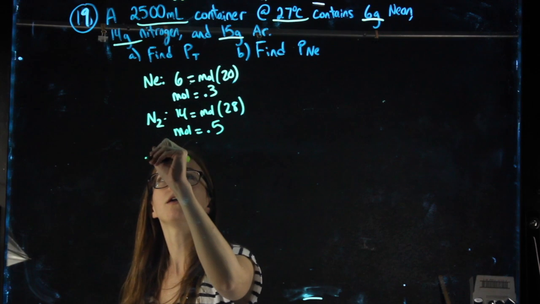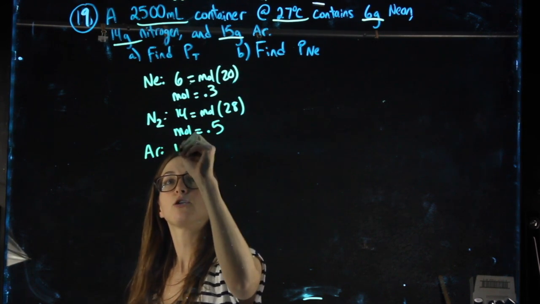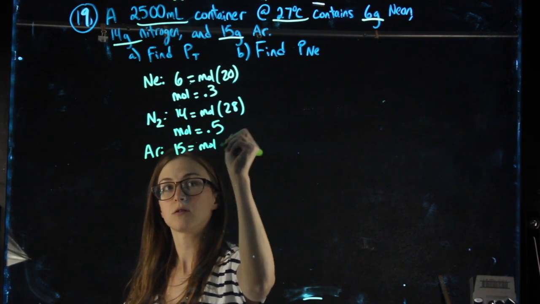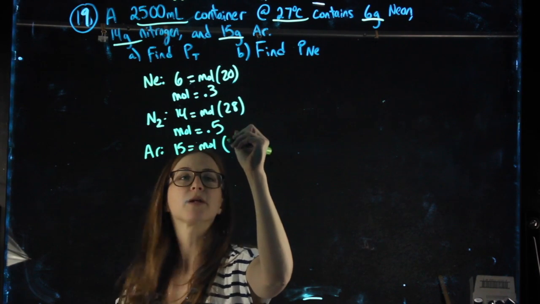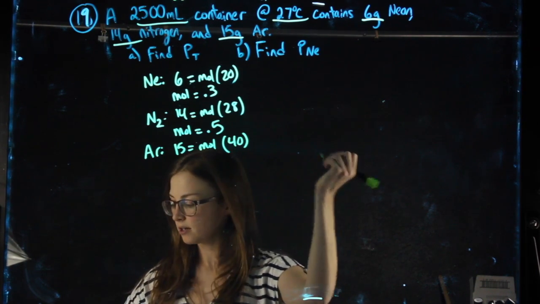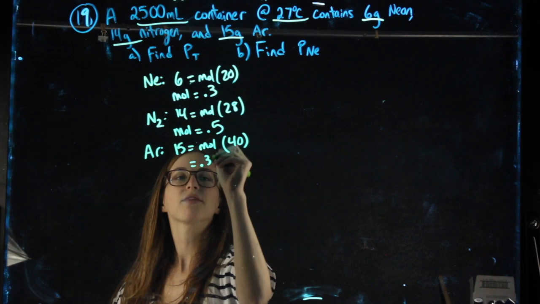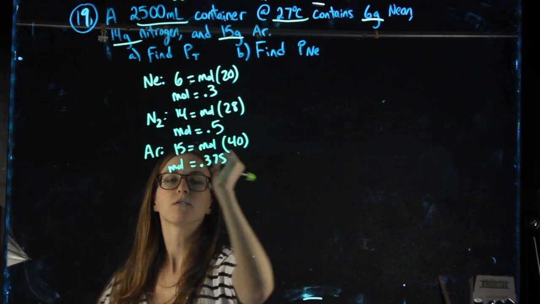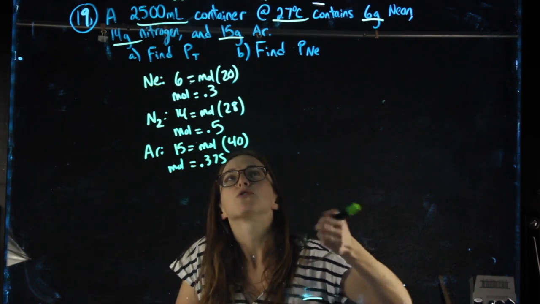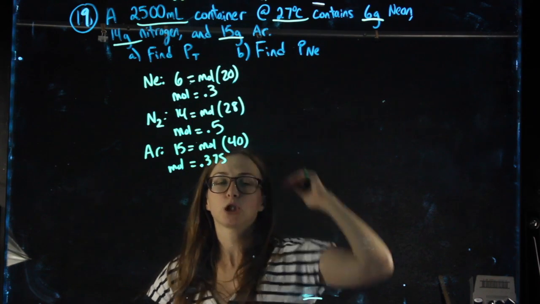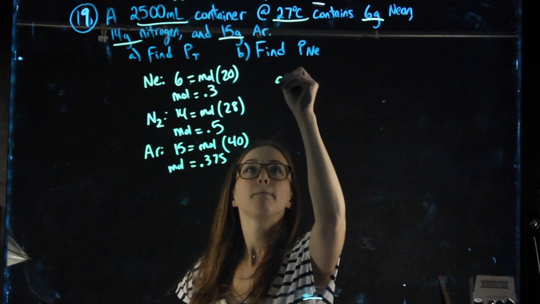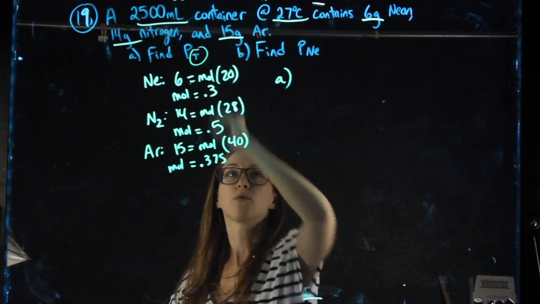And for argon, 15 grams equals moles times the molecular weight of argon, which is 40. Dividing that, we get 0.375 moles for argon. So now with moles, volume, and temperature, I can find pressure. Part A is asking me to find the total pressure.